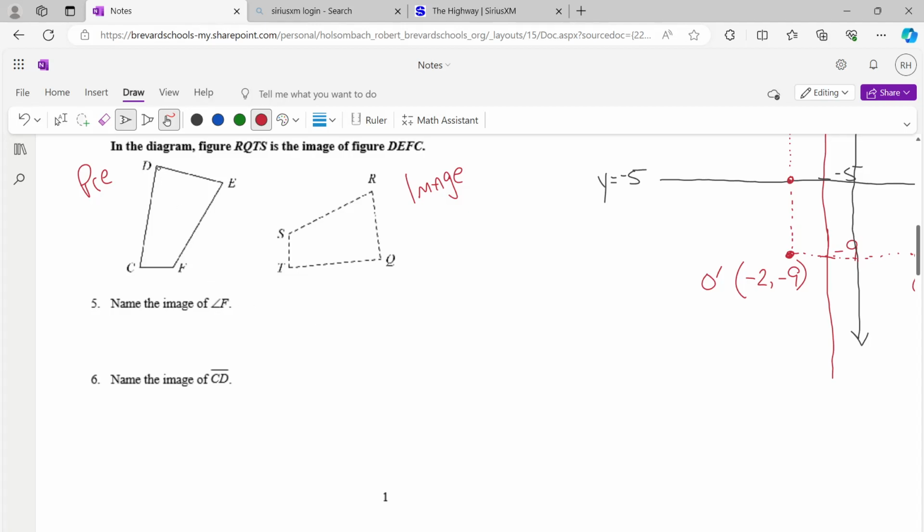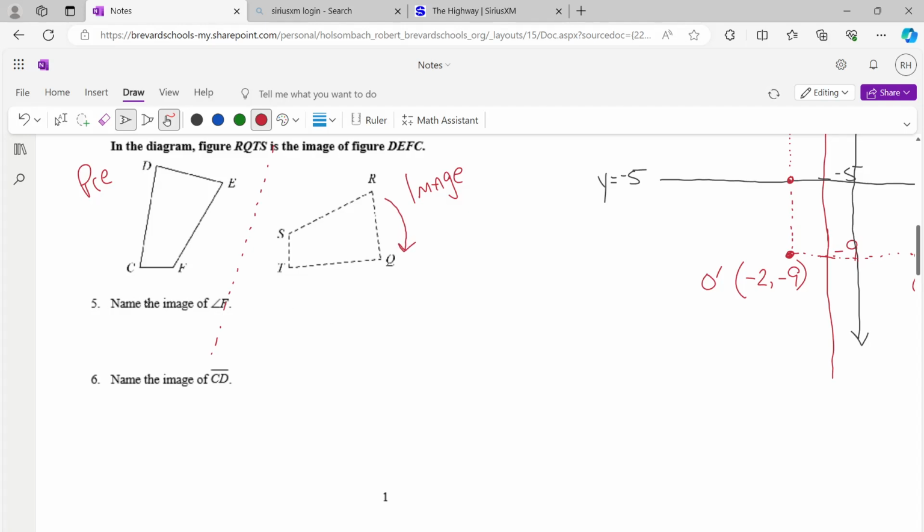What you got to see is that this preimage, DEFC, got reflected over a line and then it got rotated. Okay? So you got to picture this image reflected over a line. It would probably be around here. All right? And then once that happened, the image kind of got rotated downward.